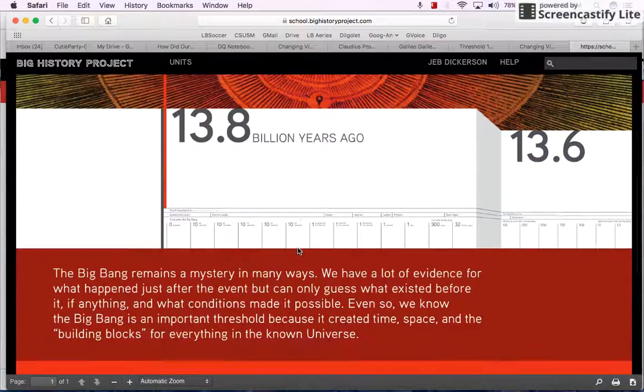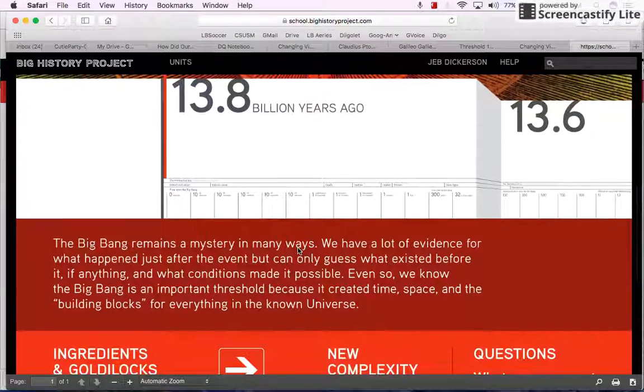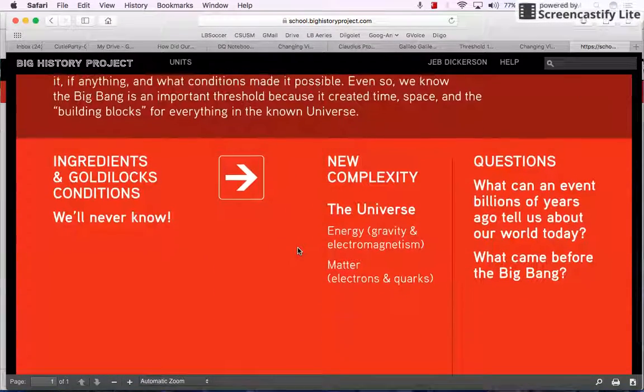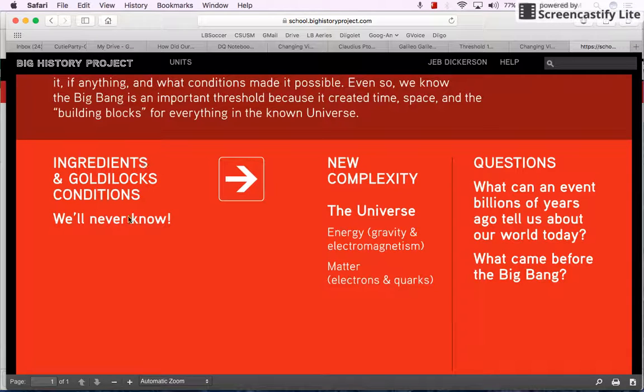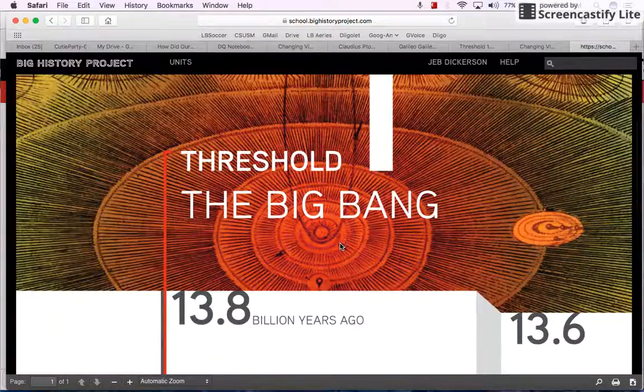And in Unit 2, we come up to the very first threshold, and that is the Big Bang. And what these threshold cards will generally do is they will show you the ingredients and conditions that combined in order to create this new complexity. So that's what I want you to make sure you review for this unit.